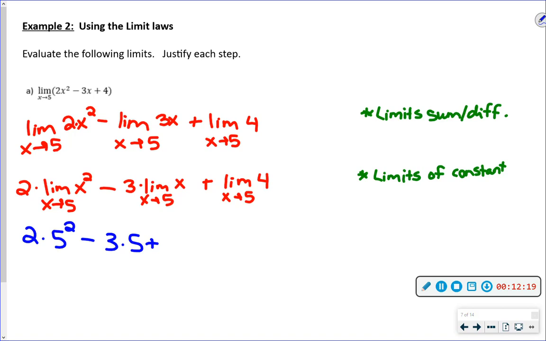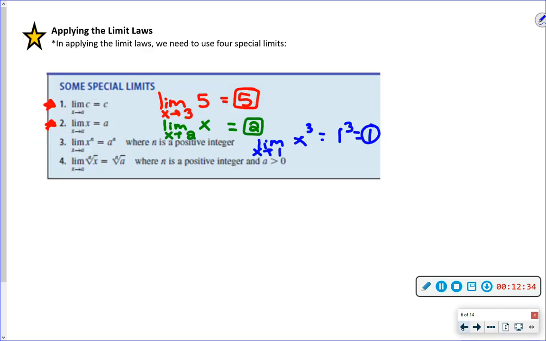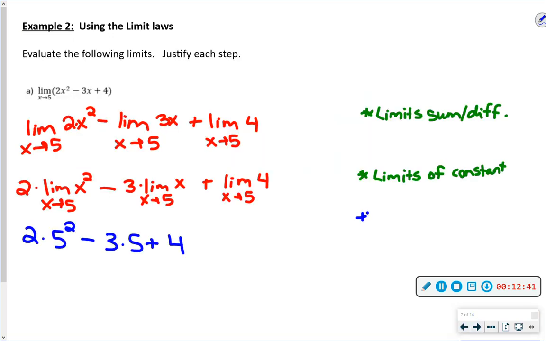And remember, this was that first limit on the previous slide. When you have a constant term, there's no variable on the 4, it just equals 4. Okay, I'm not going to get crazy. Those were these guys. I'm just short and sweet. I'm going to put special limit laws. And then we're going to calculate that out. Okay, so what is 2 times 5 squared minus 3 times 5 plus 4 for a final answer?